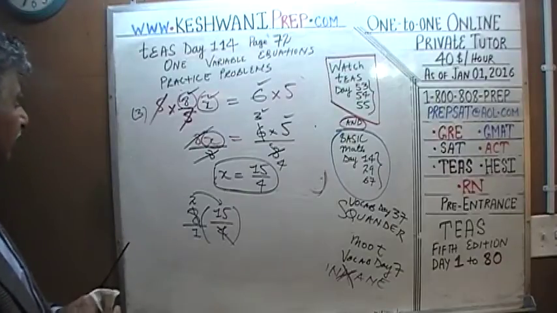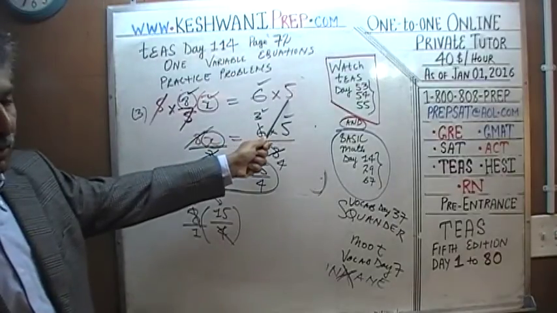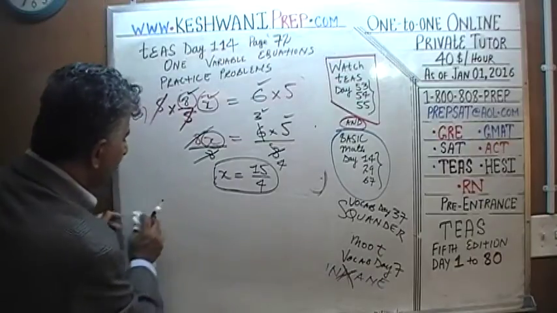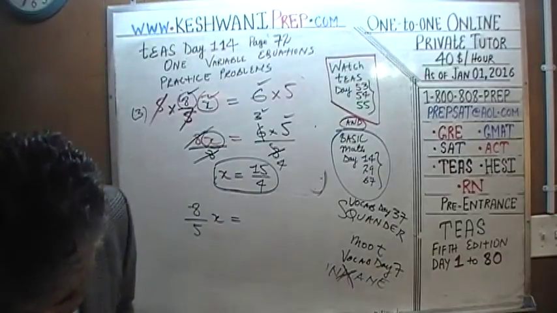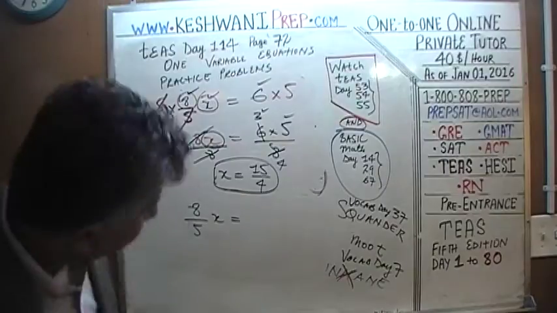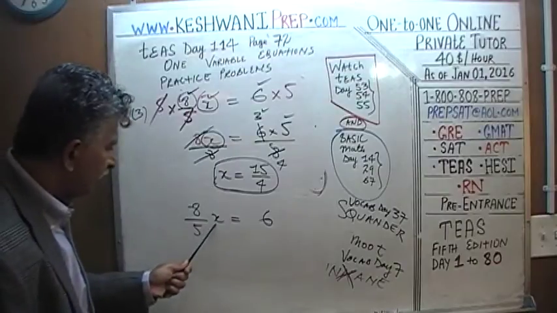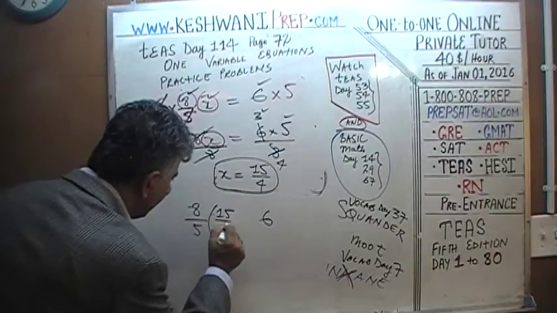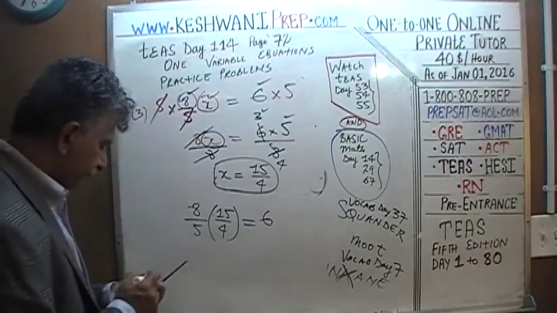Oh, we had 8 fifths. We were not told that 8x is 6, because otherwise, how would we account for this 5? We were told that 8 over 5 x is 6. Let's start again. 8 fifths x equals 6. This quantity has to equal 6. So we take our 8 fifths and we'll introduce the value of x, which is 15 quarters. And this has to equal 6. I made a mistake.